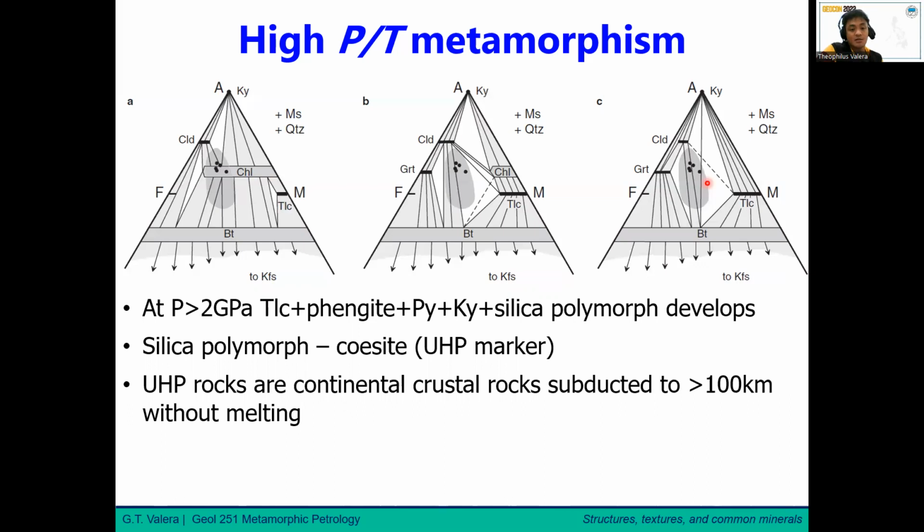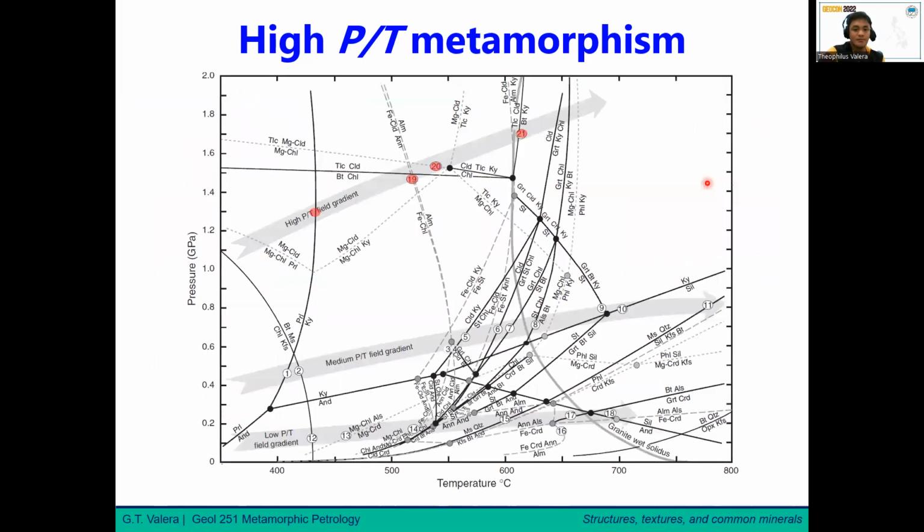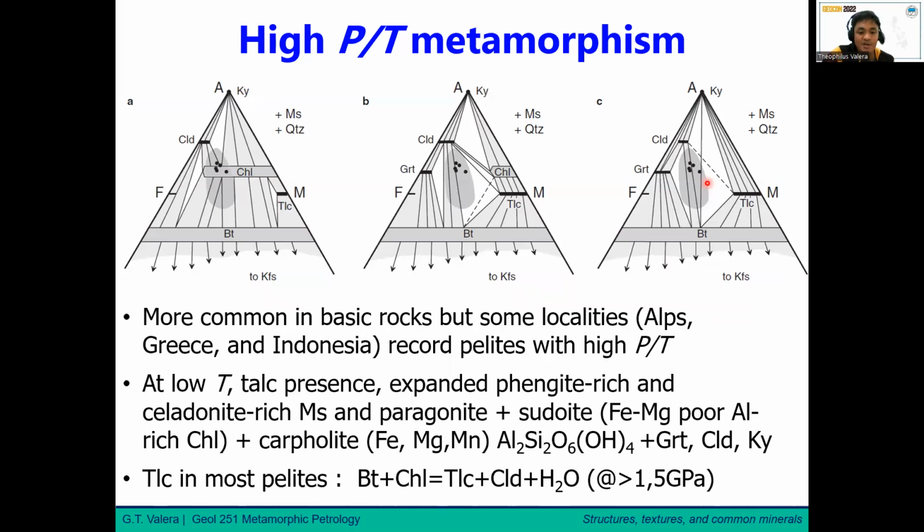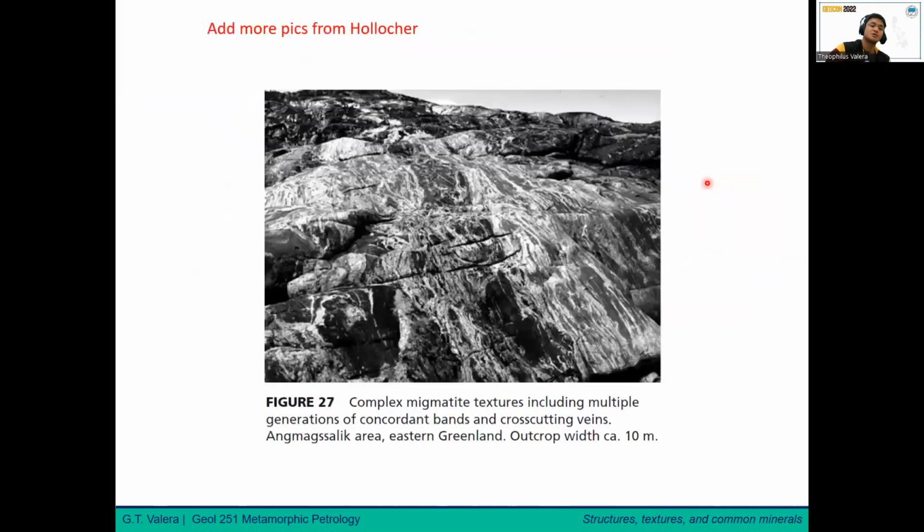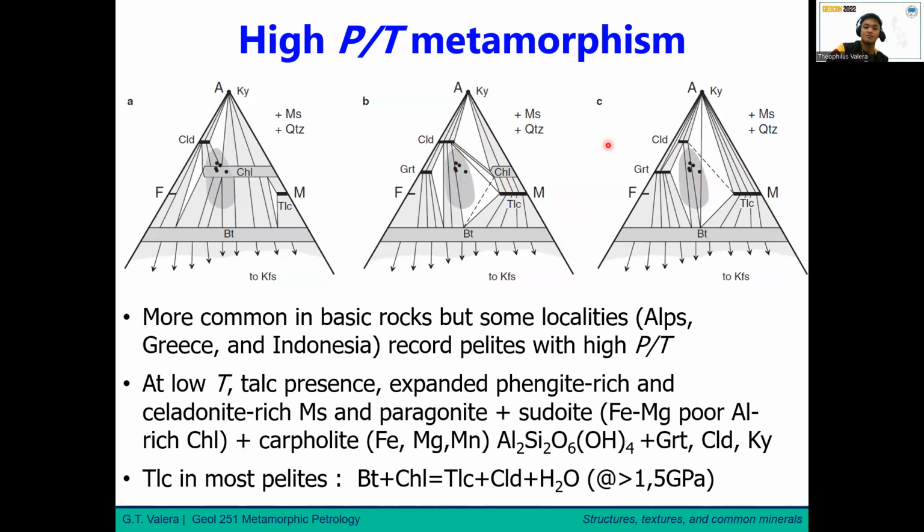The silica polymorph is coesite. This is the marker for UHP basically. UHP rocks are continental. We'll discuss this: crustal rocks subjected to 100 kilometers depth without melting. Anyway, the important technique here is that you see how to represent continuous and discontinuous reactions in AFM diagrams versus pseudosections versus petrogenetic grids. Okay? I think that's it.